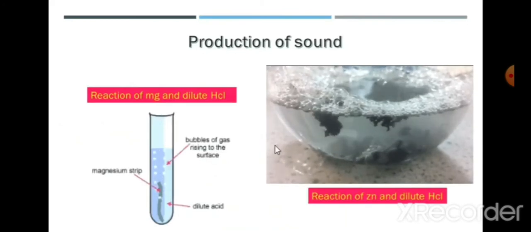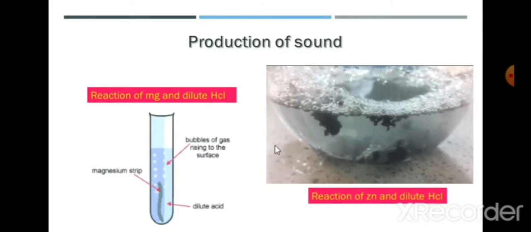Production of sound. We produce sound when we speak. When you hit metals like iron, copper, etc., sound is heard. Some chemical reactions do produce sound when they take place. What happens when you fire a cracker during Deepavali? The chemical substances kept in the cracker undergo some chemical reactions to produce sound. So, sound will be produced in certain chemical reactions.